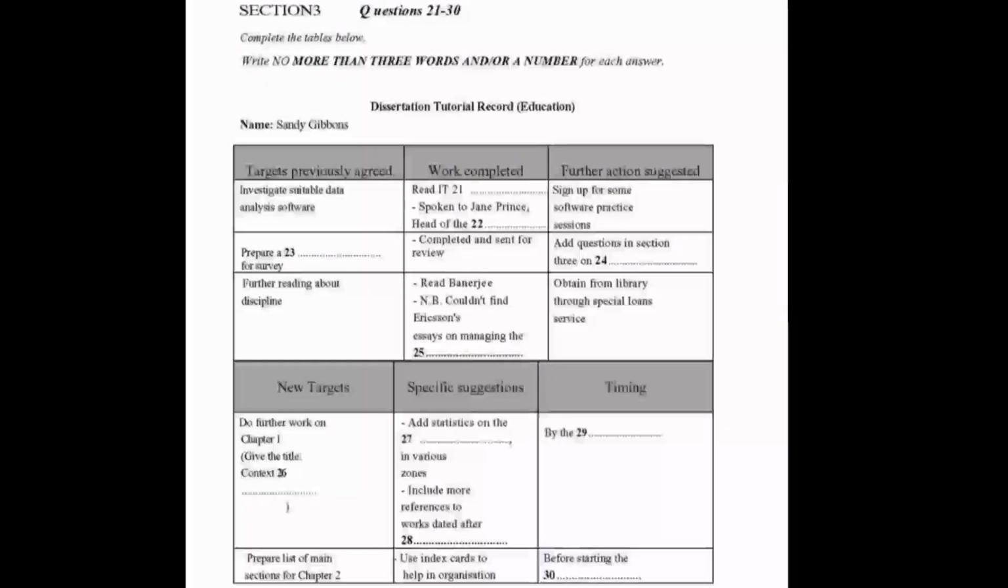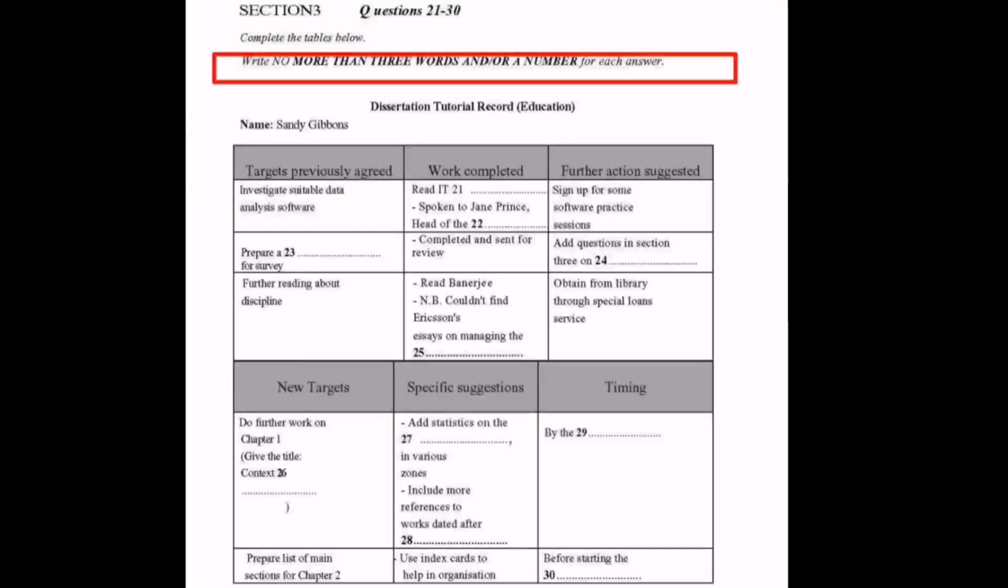Section 3, questions 21 to 30. Complete the tables below. It means that we have two tables. Write no more than 3 words and or number for each answer. So we can write 1 word, 2 words or 3 words, but we can't write 4 words.